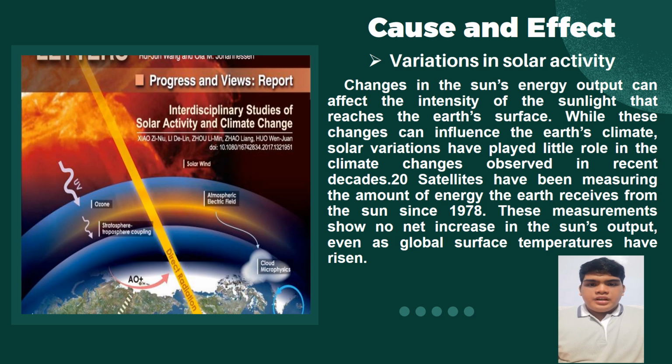Another cause is variations in solar activity. Changes in the sun's energy output can affect the intensity of the sunlight that reaches the Earth's surface. While these changes can influence the Earth's climate, solar variations have played little role in the climate change observed in recent decades. Satellites have been measuring the amount of energy the Earth receives from the sun since 1978. These measurements show no net increase in the sun's output, even as global surface temperatures have risen.